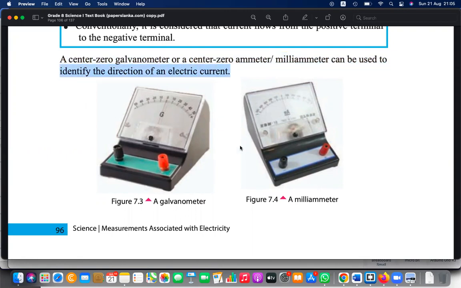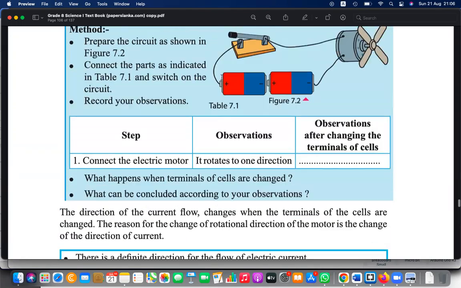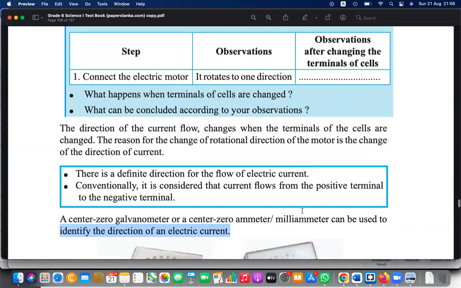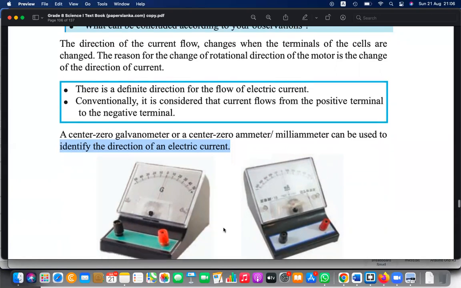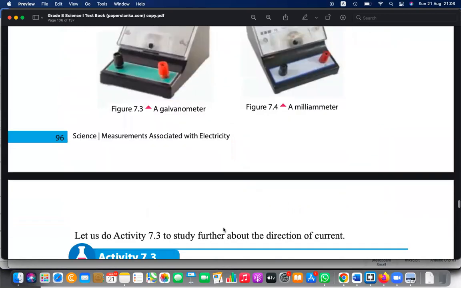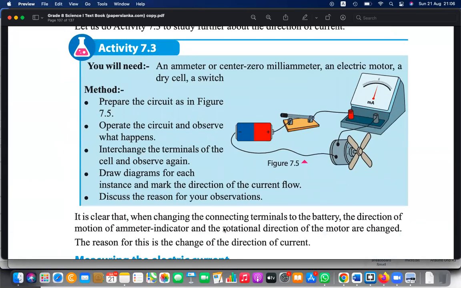Which direction is the current going? To find that, we use this. If it is going to the right side, we can measure the voltage from here to here. If it is going the other side, then the voltage goes in the other direction. So that needs to be measured, right?